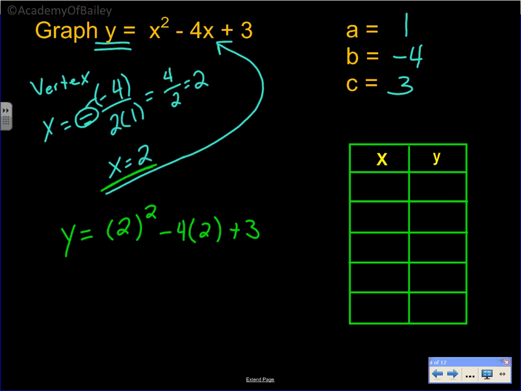So we work this out. 2 squared is 4. Negative 4 times 2 is going to be negative 8, and we have a positive 3 there. 4 minus 8 is negative 4 plus 3, and negative 4 plus 3 is negative 1.